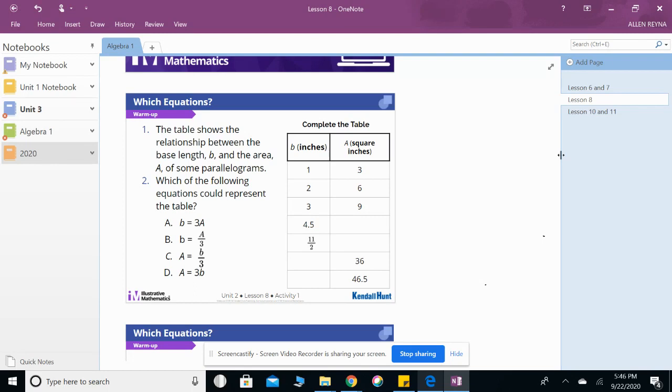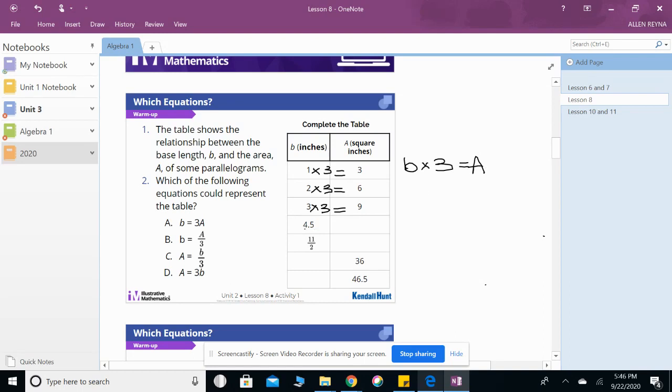We are multiplying by something. What are we multiplying by? So good, we are multiplying by 3. So we take each one of our bases and we multiply by 3. And that will give us our area. So what we are doing is we are taking our base and we are multiplying by 3. And that will give us our area.